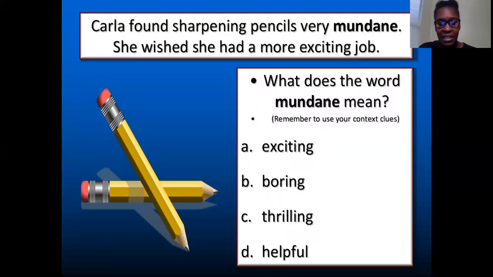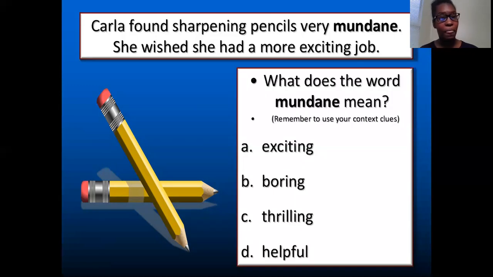All right, let's check C. Thrilling. If something is thrilling, it's almost like a synonym to exciting. So if she doesn't think it's exciting, could she think it's thrilling? No. All right, so the answer has to be what? What did you go with? I'm thinking B, boring. Let's check D to be sure.